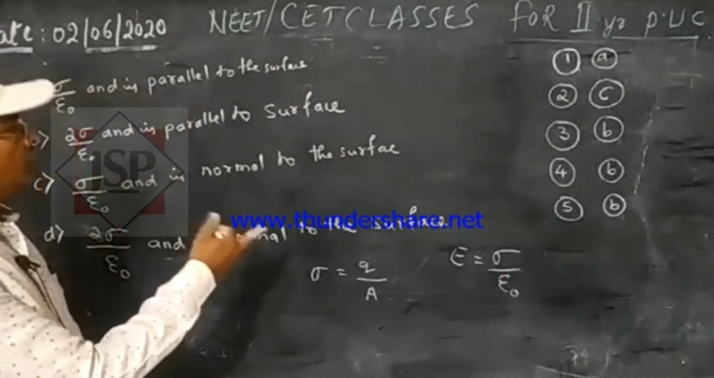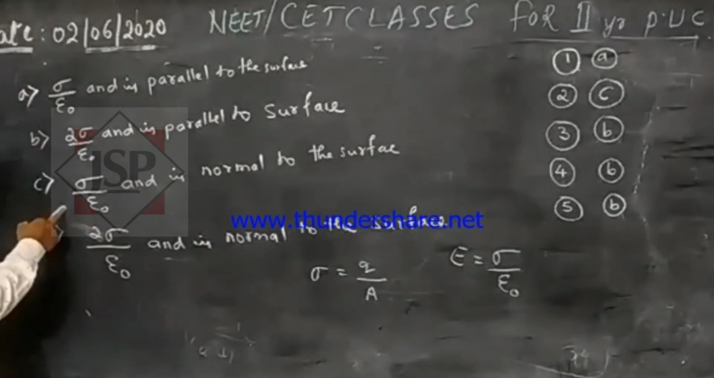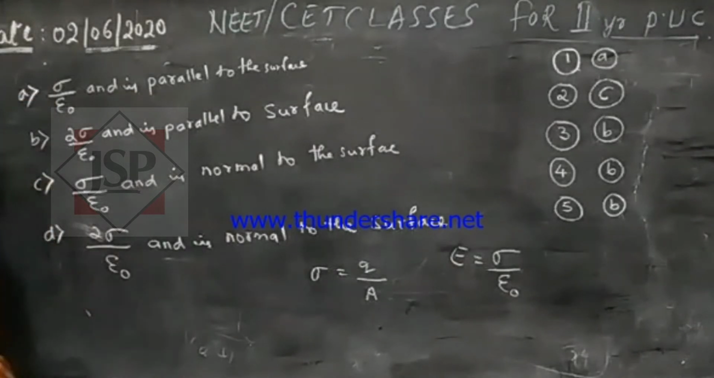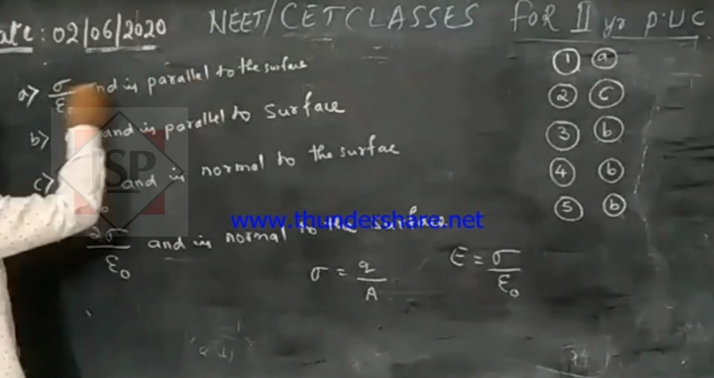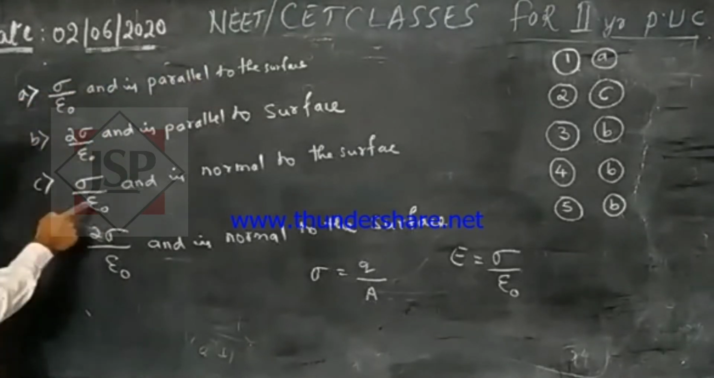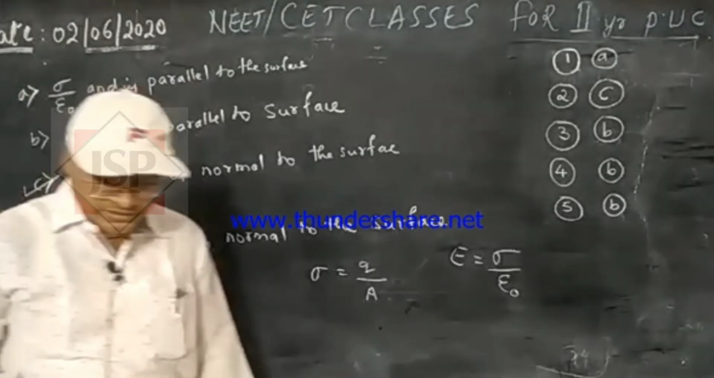Now you can see that it is there in an option and in C. Which option is correct? As we know, the electric field is perpendicular to the surface. Parallel to the surface means this option is not correct. So it is normal, which means perpendicular. Because of that, C is the correct answer.